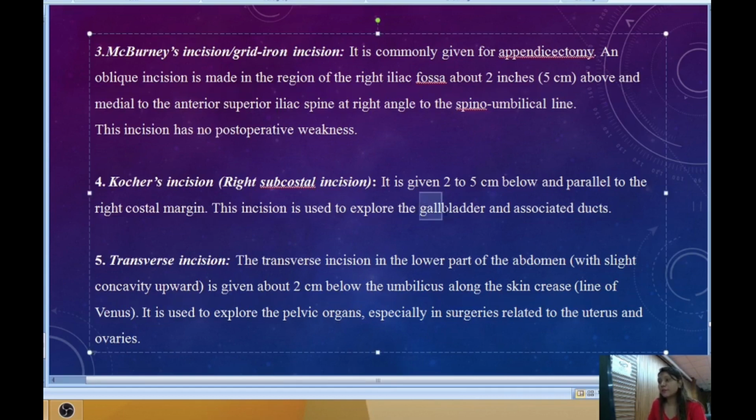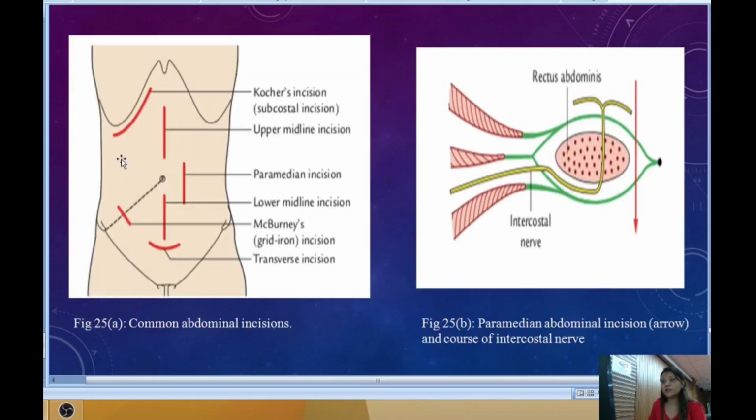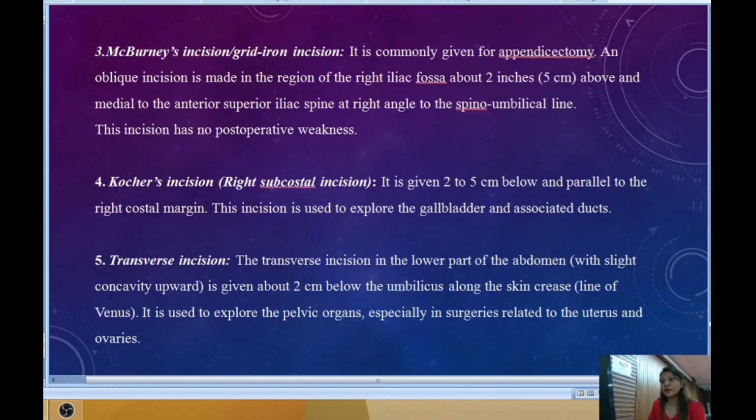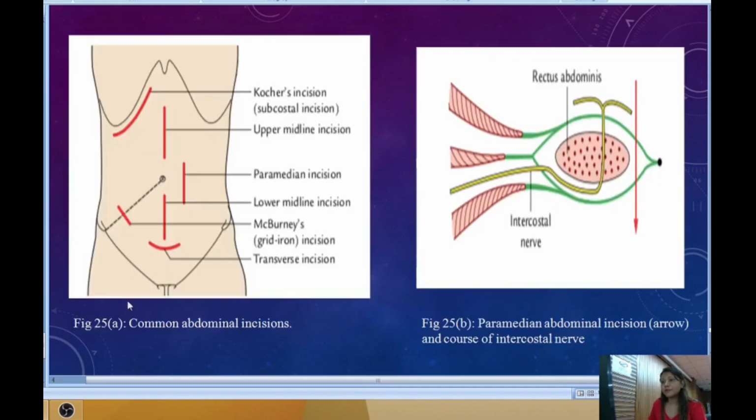Then we have Kocher's incision or right subcostal incision. It is to expose the gallbladder. It is parallel to the right costal margin. If you want to expose the gallbladder, then we give the Kocher's incision or subcostal incision. And also we have the transverse incision in the lower abdomen. It is to explore the pelvic organs, and for surgery related to the uterus.